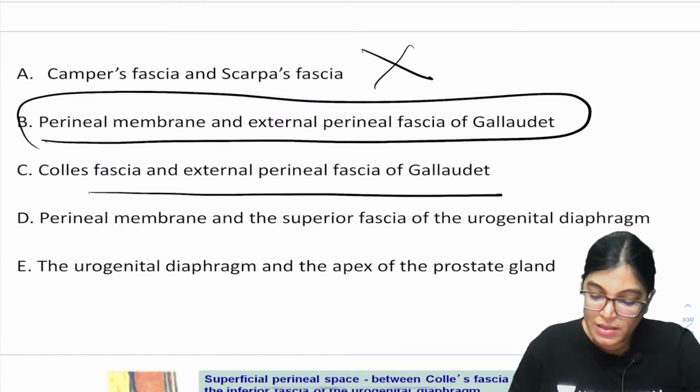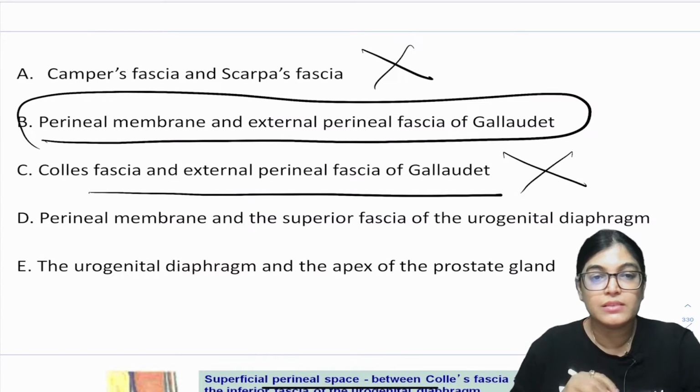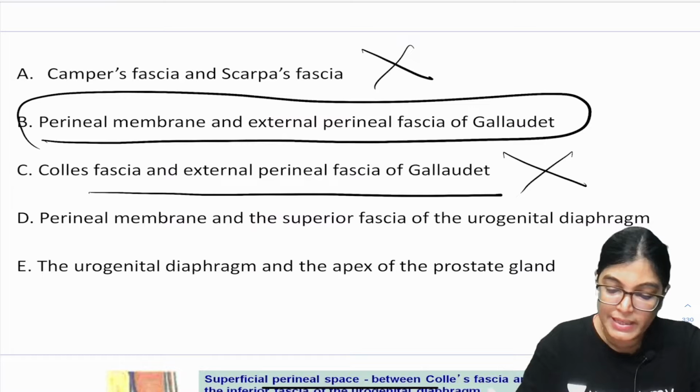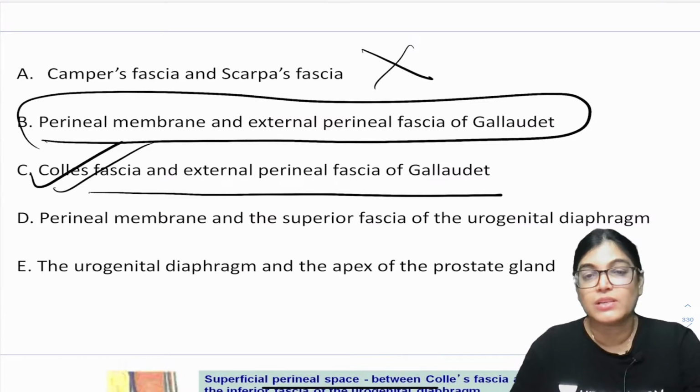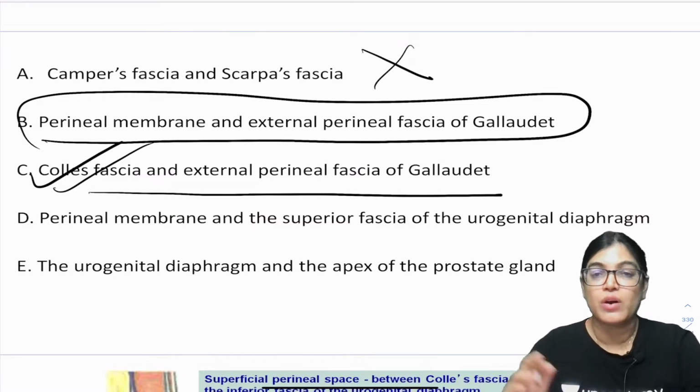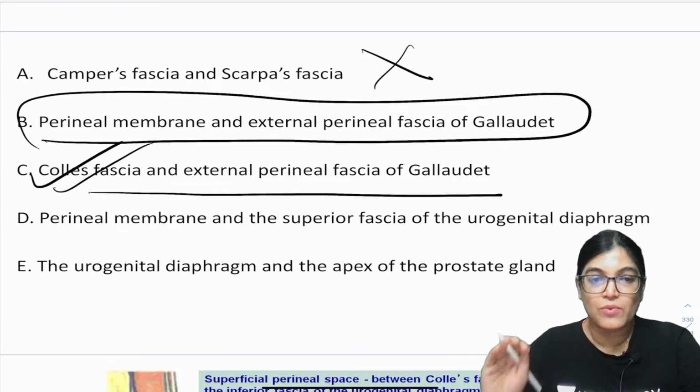Colles fascia and external perineal fascia is again not correct. Okay, this we have already done. This is the correct option. Sorry, we have already corrected. That is, Colles fascia and external perineal fascia is the inferior layer of urogenital, that is the perineal membrane. Sorry, so C option is perfectly correct. We have already done this.